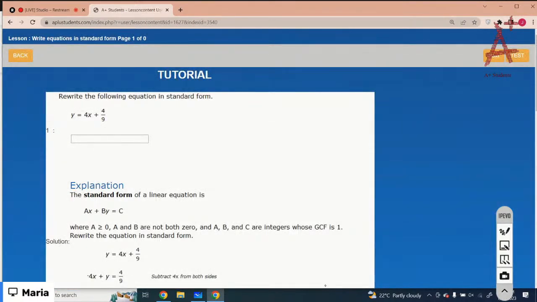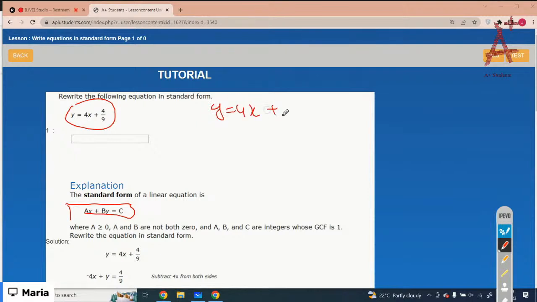Okay, the standard form of the linear equation is ax plus by equals c. That is the standard form of the equation. That is ax plus by equals c. Got it? So you are given the equation, we have to rewrite the equation in standard form. That is y equals 4x plus 4 over 9. So just move that 4x to the other side. Here it is added, so when you move it to the other side, it would be subtracted. Y minus 4x equals 4 over 9.